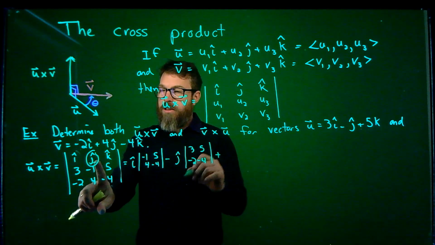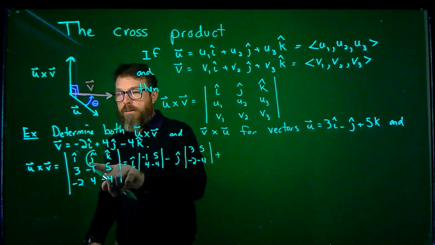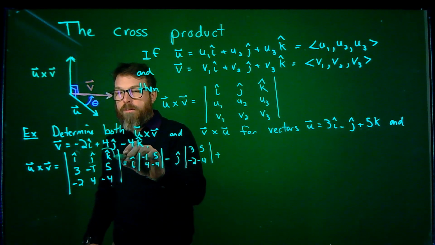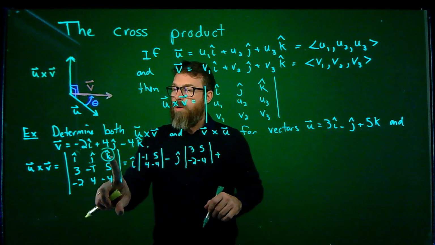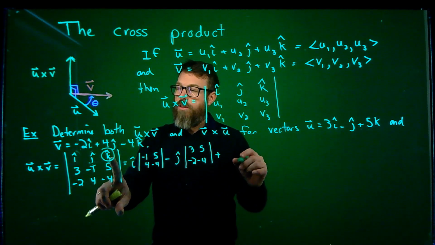And then finally plus, when I do the k, you're going to get rid of the first row and also the third column.